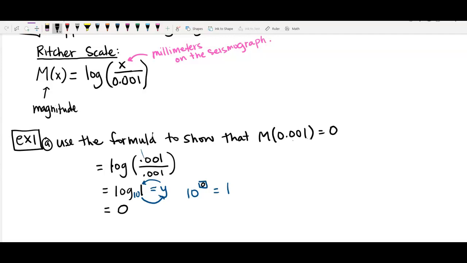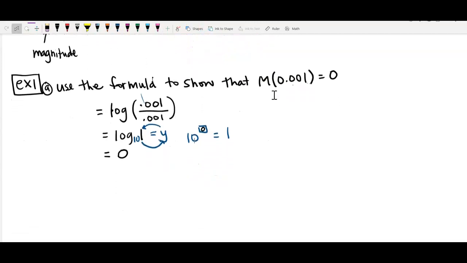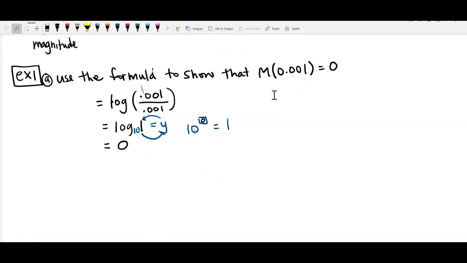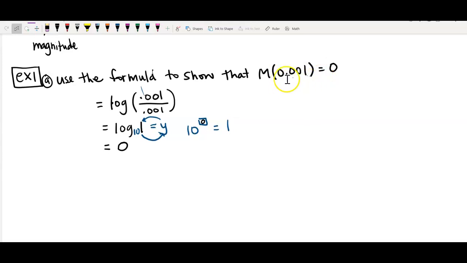Okay, so that's the first thing you've got to see, that if our seismic reading is 0.001, then that means the magnitude is 0. There's nothing showing as far as any kind of earthquakes going on. Okay? But part B, what if I asked you to find the magnitude of 80,000?